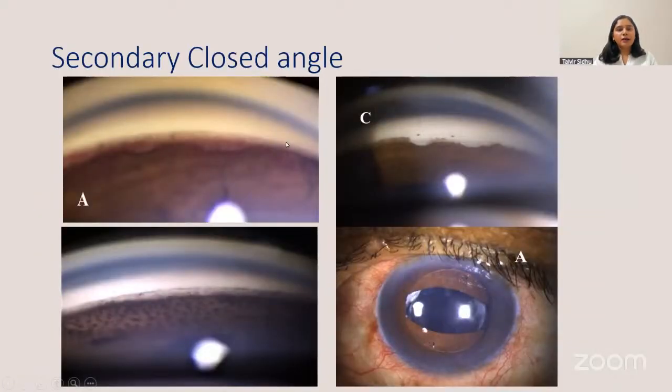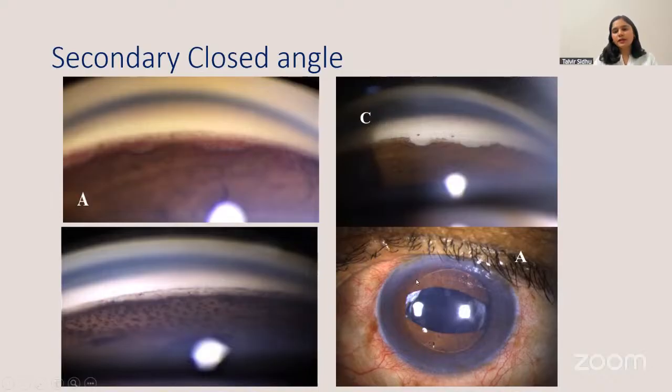Secondary angle closure can be due to neovascularization. Here you can see multiple vessels in the angle and the iris is being pulled onto the trabecular meshwork. Here you can see uveitic angle closure where broad-based goniosynechiae are present. Here you can see that there are small tree-like stubs on the iris and there is a lot of angle closure happening. This is iridocorneal endothelial syndrome. The variety is Cogan-Reese syndrome.